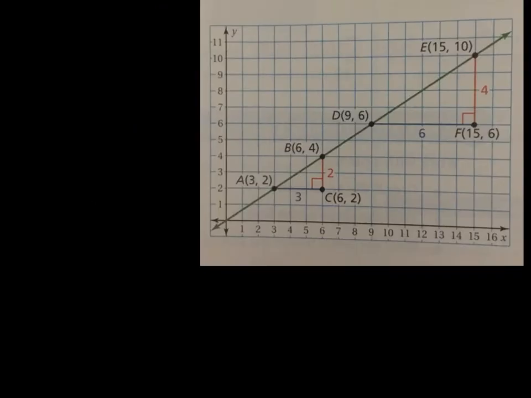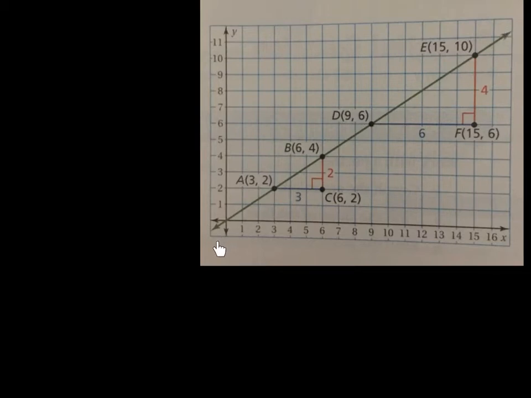Alright, now here's example number 2. And example number 2 is going to be different from example number 1 because they already tell us that these triangles are similar. We already know that this triangle right here is similar to this triangle right here. What example number 2 is telling us to do is to set up a ratio from the vertical leg to the horizontal leg of both triangles to figure out the slope of the green line.